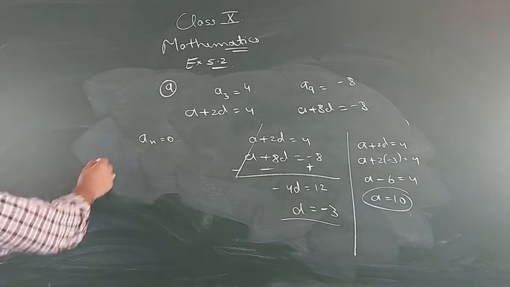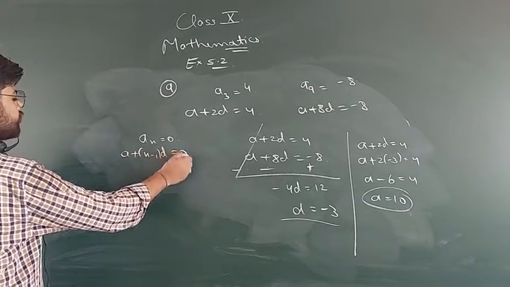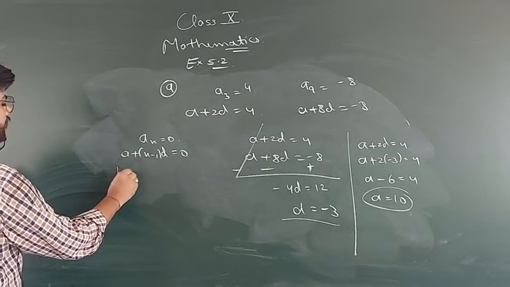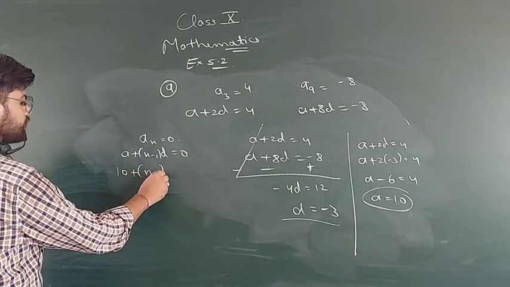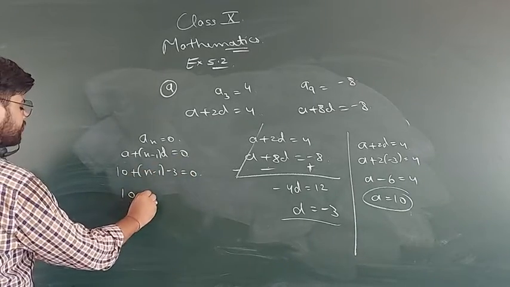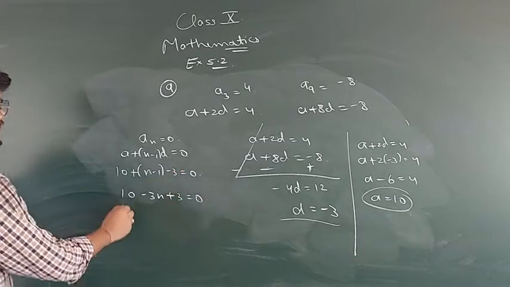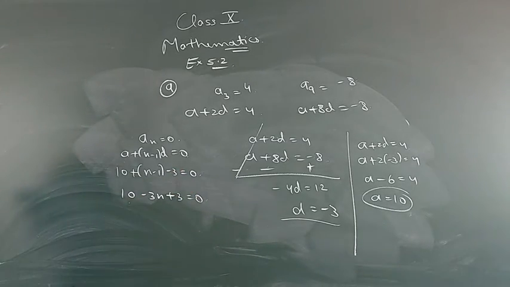Now, what is the formula of AN? A plus (N minus 1)D is equal to 0. The value of A is 10, so 10 plus (N minus 1) times D, which is minus 3, is equal to 0. 10 now multiplied inside, minus 3N, minus minus will be plus 3, is equal to 0. Then 10 plus 13.